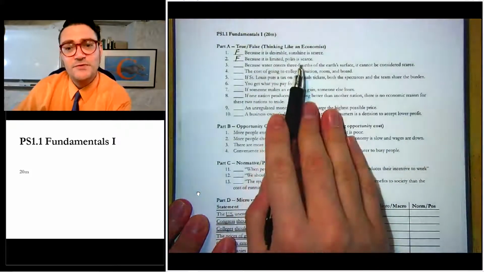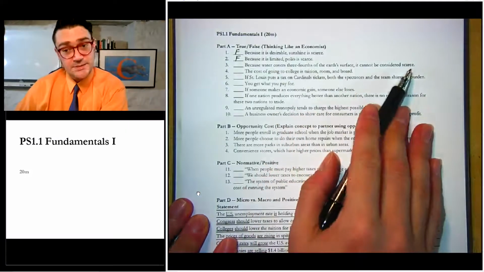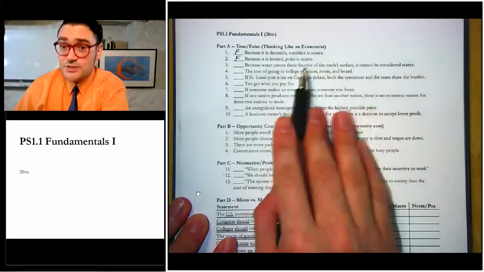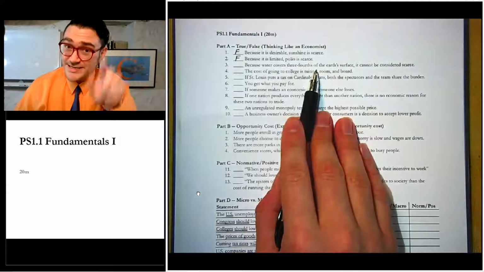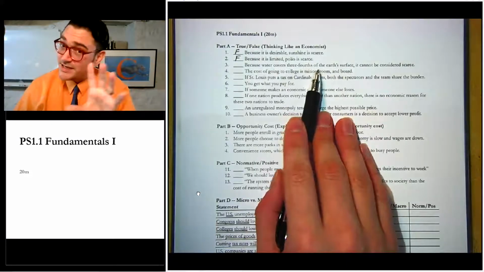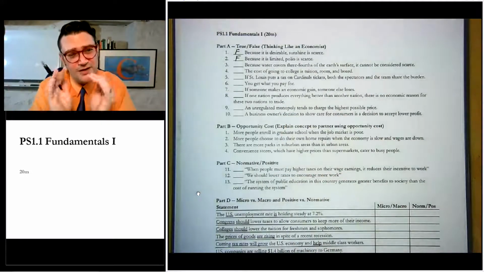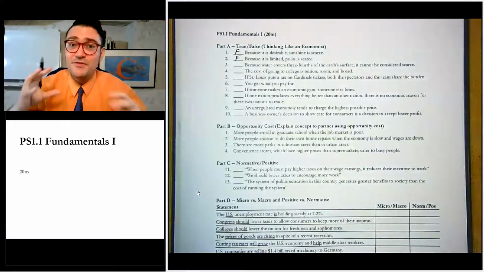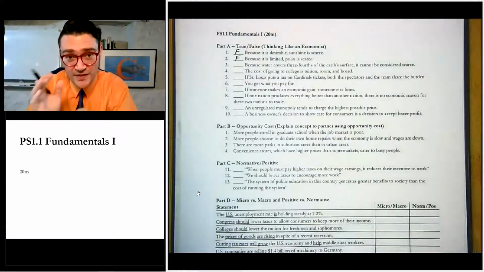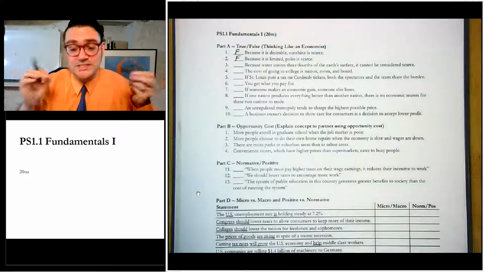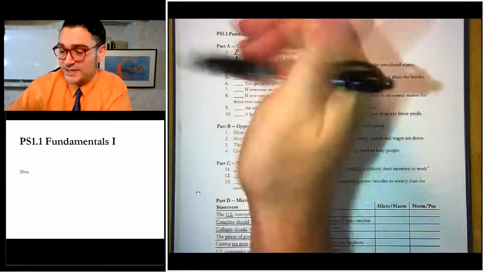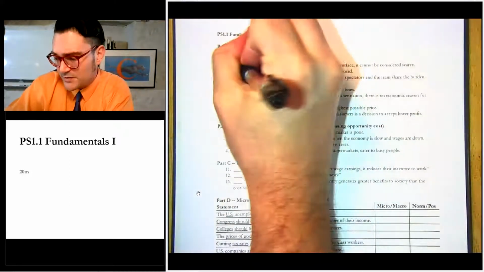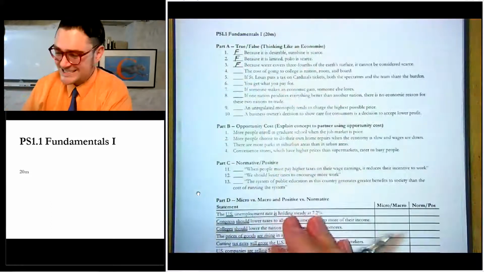Because water covers 3/4 of the surface, it cannot be considered scarce. Well, no, it's not true. Just because you have a lot of something doesn't mean it's not scarce, right? Scarcity doesn't mean that it's rare. It actually just means that you don't have enough of the particular thing to satisfy all of the different conceivable human wants for it. So again, this one's false. So three falses in a row. Man, you're not supposed to write tests like that.